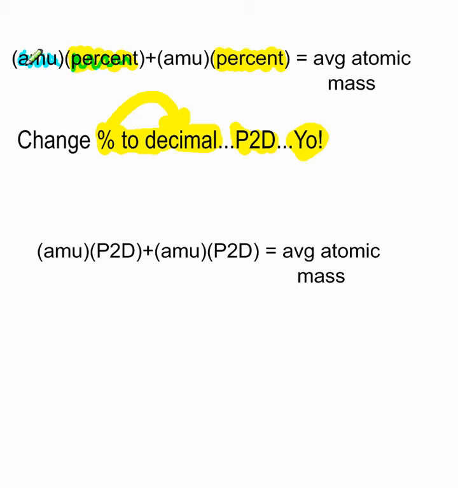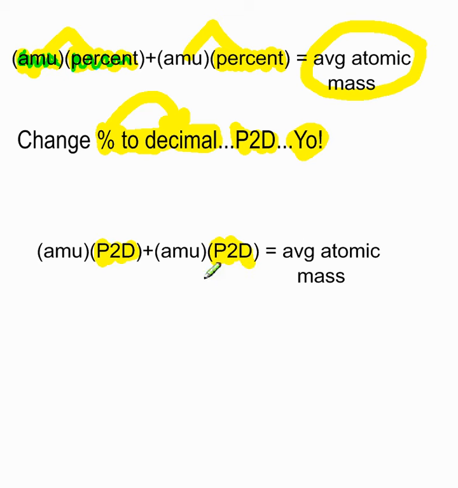Then when you go to set it up, all you're doing is multiplying 2 numbers, multiplying another 2 numbers if it only has 2 isotopes. You add them all together and you get the average atomic mass. You don't have to divide by anything. All you're doing is making sure you do the P to the D.